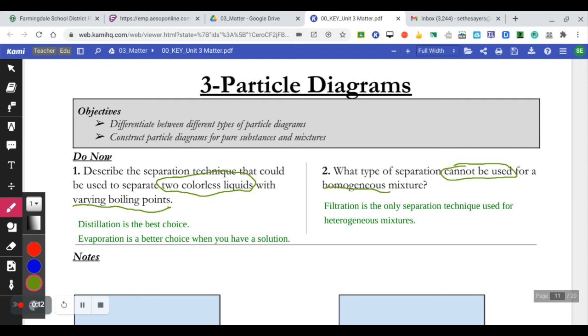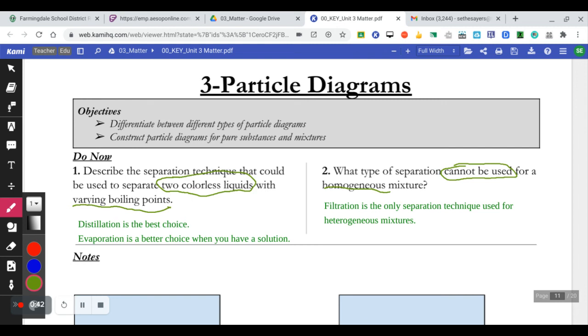So the key words in this question are the colorless liquids and the varying boiling points. A lot of times you might think that evaporation is a good choice. However, because we have two colorless liquids together, distillation is actually the best choice because they'll have different boiling points, and that different boiling point is the physical property that will allow us to separate those two liquids. Evaporation is a better choice when you have a solution, such as sodium chloride dissolved in water.